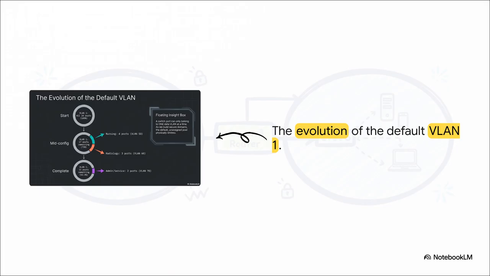Remember, we started with all 24 ports sitting out there in the default VLAN 1, but as we configured our secure domains, we pulled 4 ports for nursing, 3 for radiology, and 2 for admin. Because of that, our default VLAN safely and automatically shrinks down to just the 15 unassigned ports. The flat network is officially dismantled.